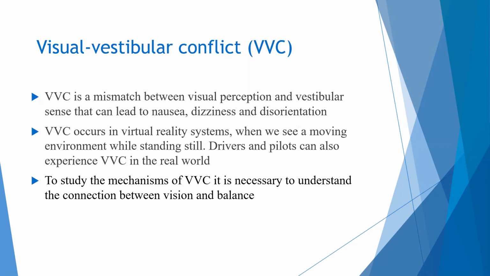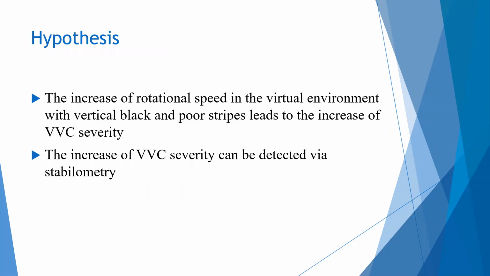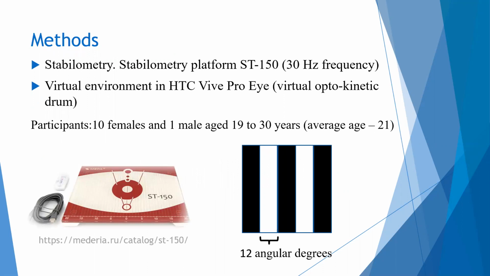To study the mechanisms of VVC, we should look into the connection between vision and balance. So we used stabilometry to dissect this connection in the virtual environment. We hypothesized that a virtual increase of rotational speed leads to the increase of VVC severity, and that can be detected via stabilometry. To simulate VVC, we used a virtual optokinetic drum in HTC Vive Pro, a moving striped black and white regular pattern.